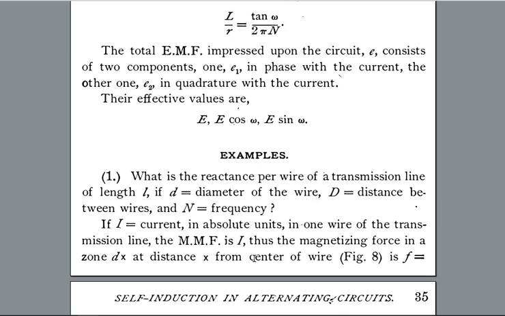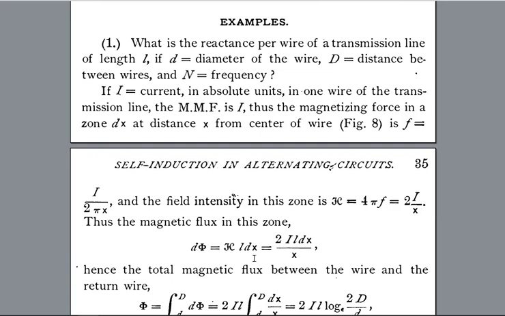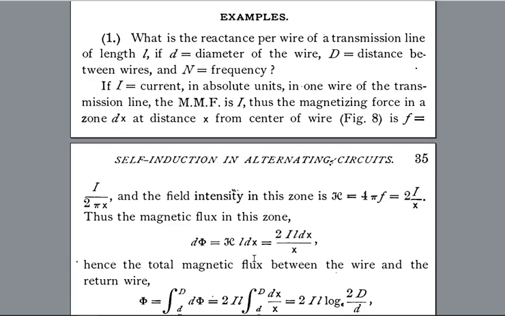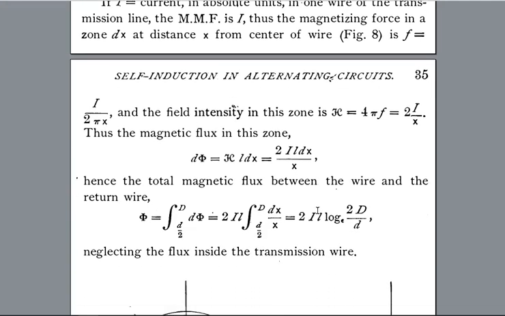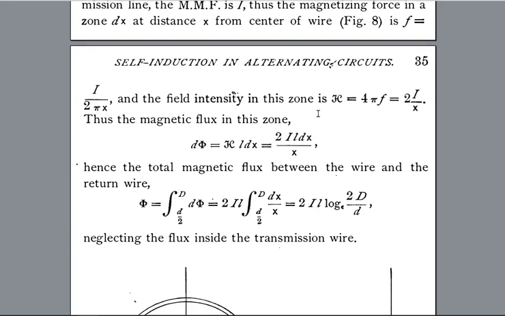Examples. 1. What is the reactance per wire of a transmission line of length L if d equals diameter of the wire, D equals distance between wires, and n equals frequency? If I equals current in absolute units in one wire of the transmission line, the magnetomotive force is I. Thus, the magnetizing force in a zone dx at distance x from center of wire, as in figure 8, is F equals I over 2 pi x, and the field intensity in this zone is H equals 4 pi F equals 2I over x.